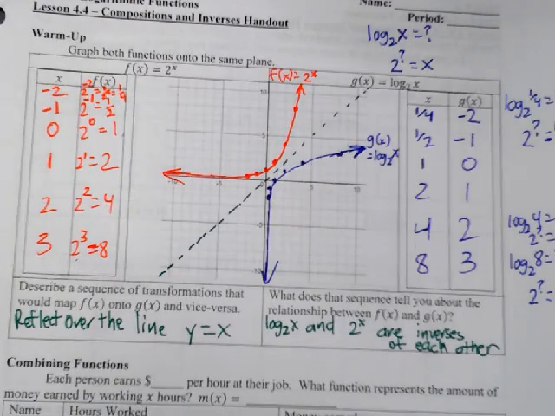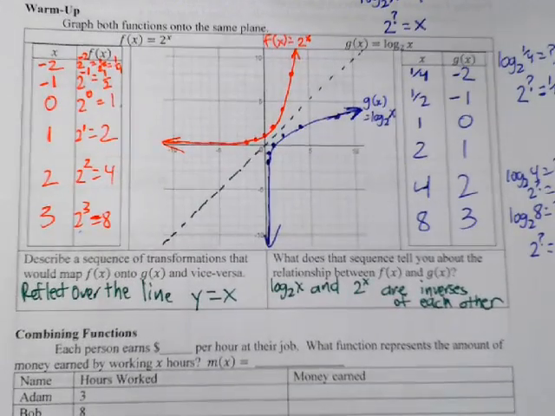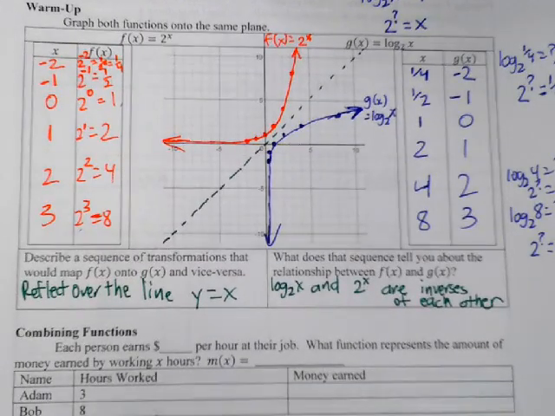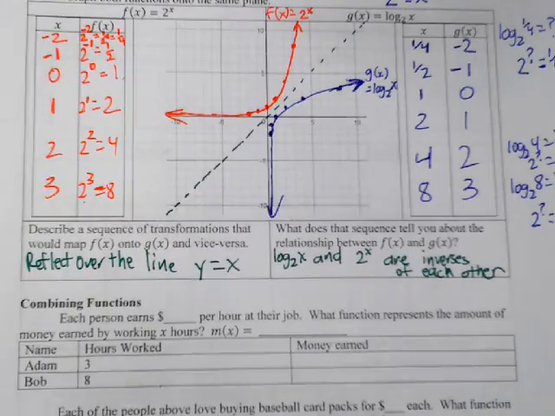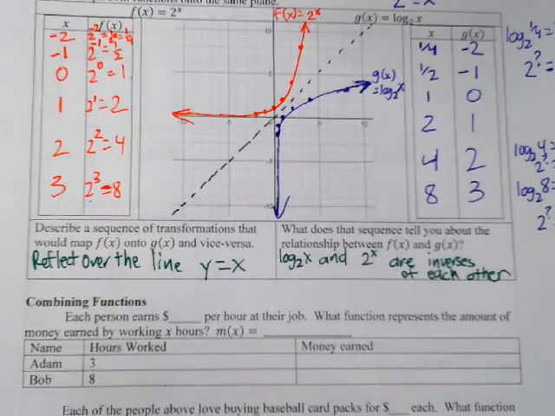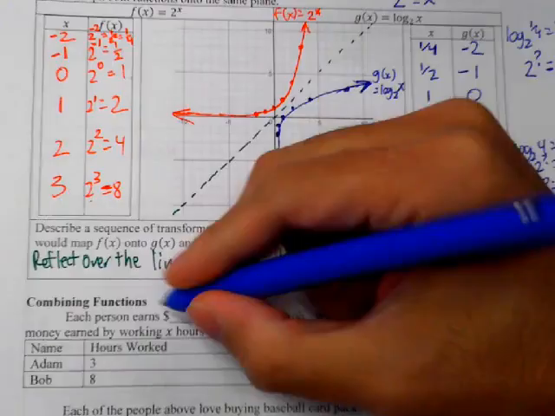Okay, so we're also going to tie this into a new concept. We're going to look at how to combine functions together. To understand this, we're going to do a simple scenario. There are two people, Adam and Bob, who work at the same place. They earn the same salary. Let's make the numbers easy: they each earn $10 per hour that they work.